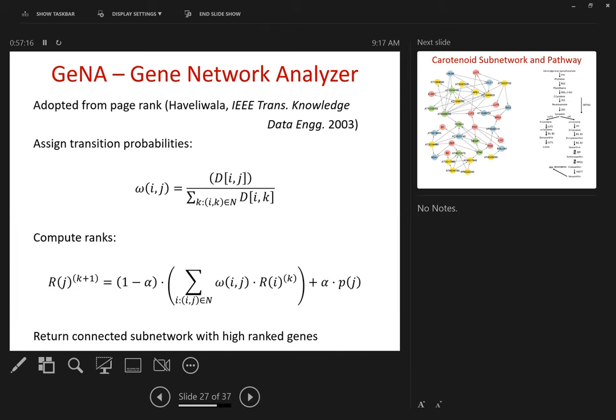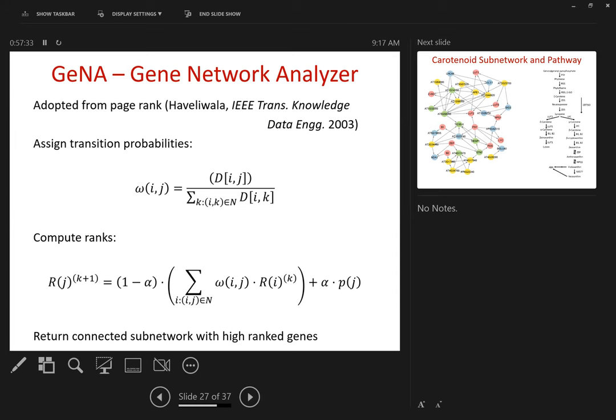Okay, now how do you make use of this network? So what we do is that, let's say that a biologist is interested in studying a partially characterized pathway. What it means is that they have some understanding of the genes involved in a pathway, but they don't know every gene. And we want to make predictions and help them, right?